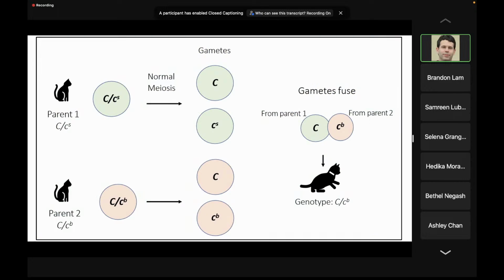Okay, so if we had normal meiosis, this is what would normally happen. You've got your parent cell here, a germline cell. I don't know if this is the male or the female, it doesn't matter. It's going to undergo meiosis.